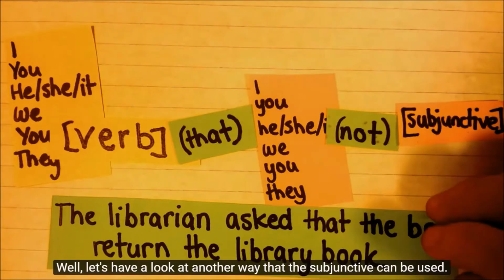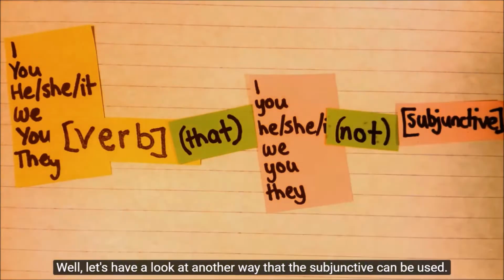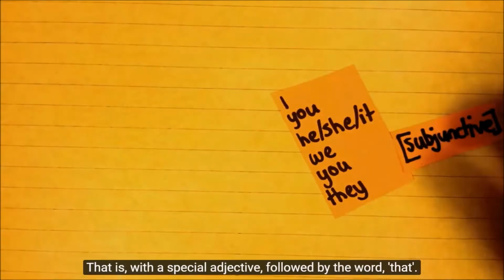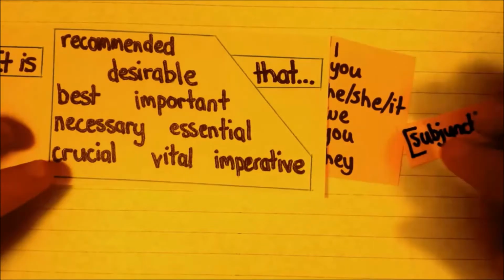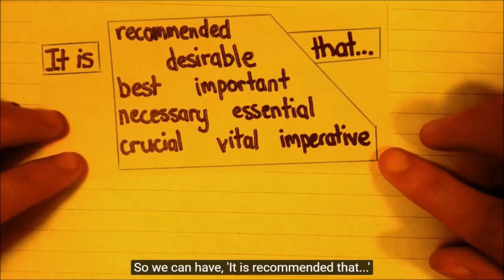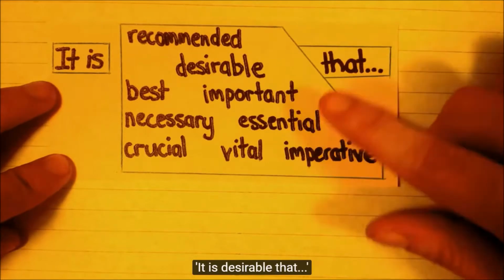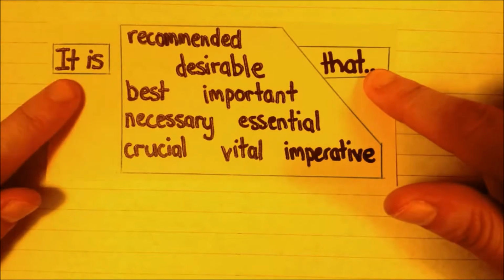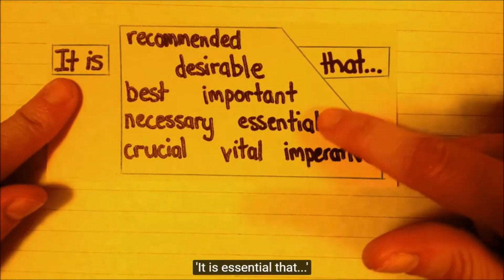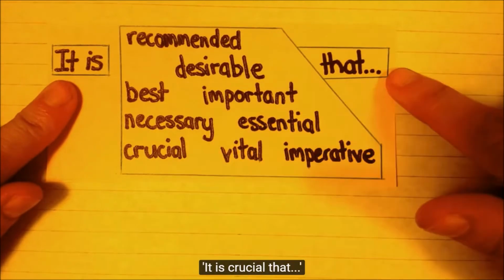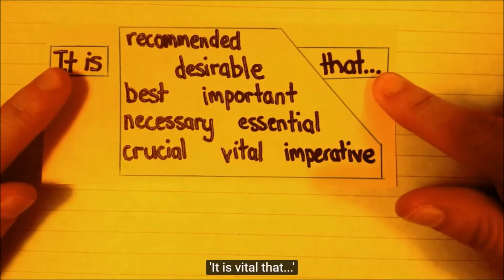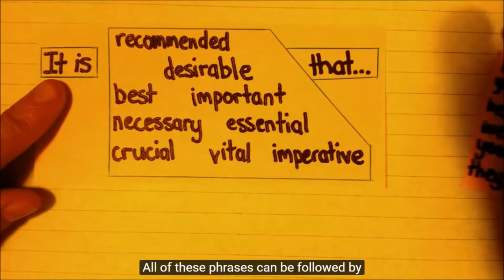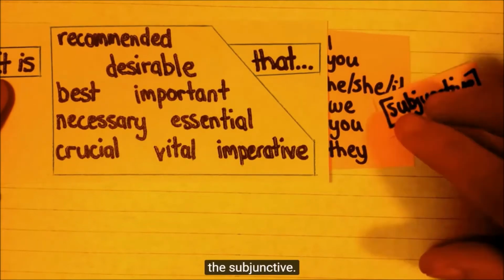Excellent. Well, let's have a look at another way that the subjunctive can be used. And that is with a special adjective followed by the word "that." So we can have, it is recommended that, it is desirable that, it is best that, it is important that, it is necessary that, it is essential that, it is crucial that, it is vital that, it is imperative that. All of these phrases can be followed by the subjunctive.